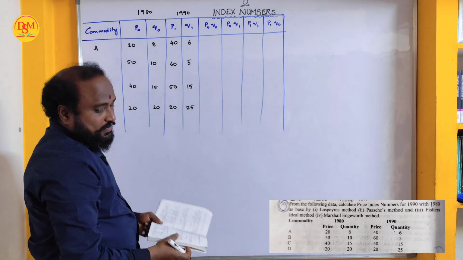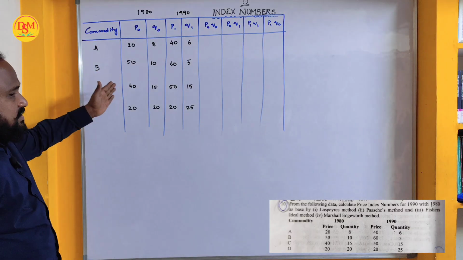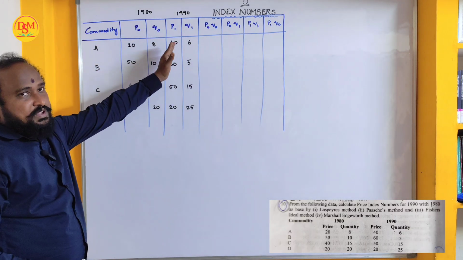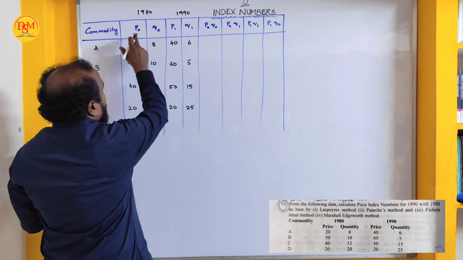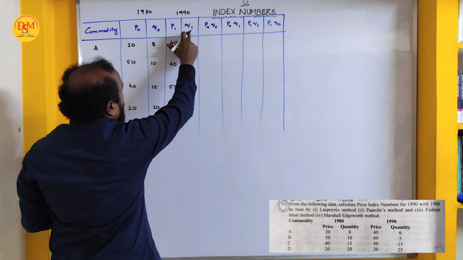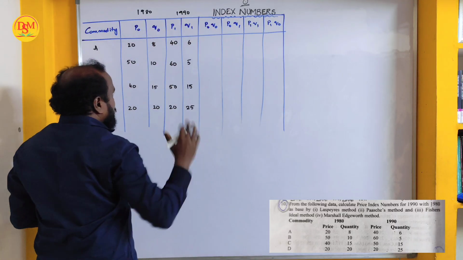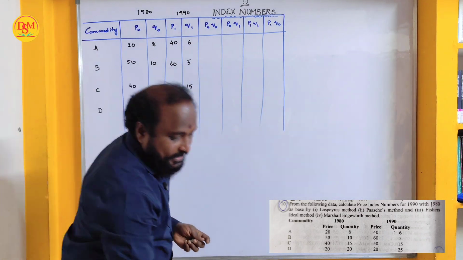So here we have to arrange this data in base year and current year. Base year P0 Q0, current year is P1 and Q1. Now what we have to do is multiply P0 into Q0 first, then P0 into Q1, next P1 Q1, next P1 Q0. This we have to multiply.